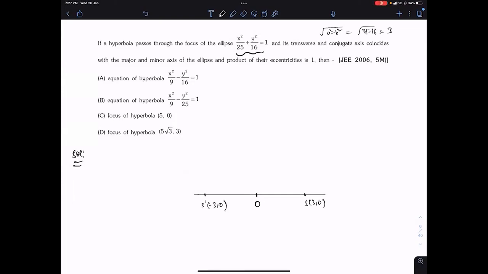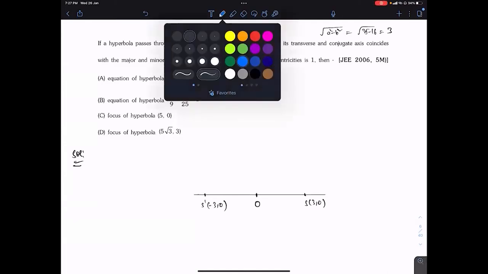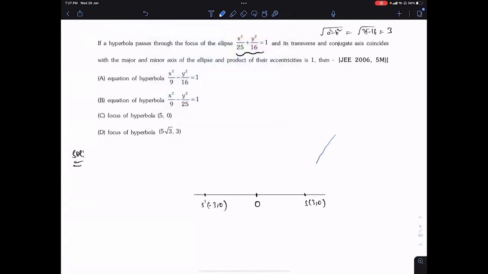Now what they are saying, a hyperbola passes through these foci. Okay, so the hyperbola will look something like this. Yeah, its transverse and conjugate axes coincide with the major and minor axes of the ellipse. Yeah, you can say that. Next, the equation of the hyperbola they are asking first. And also the product of eccentricities is 1 they are saying.